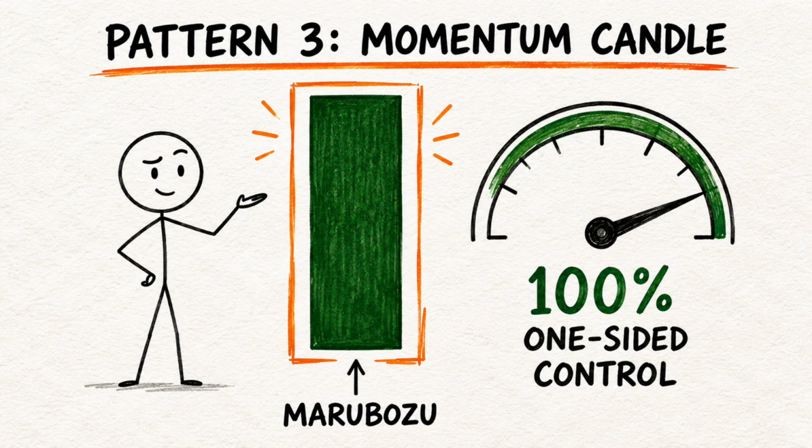Pattern number 3, momentum candle. Professional traders also call this a marubozu, or expansion candle. Think about it. When a candle closes with a huge, solid body and no upper or lower shadow, wick, what does it actually mean? It simply means control in the market is 100% in the hands of one side.